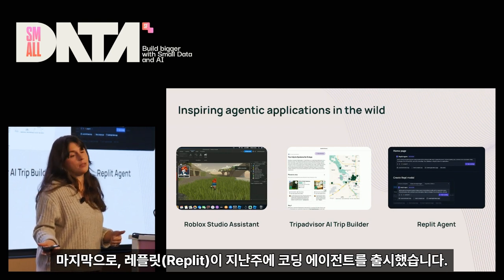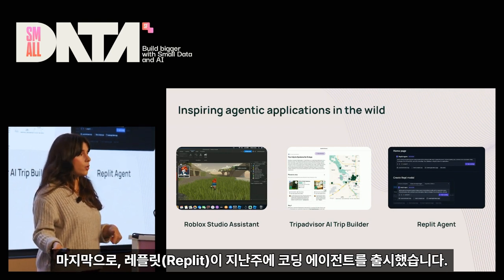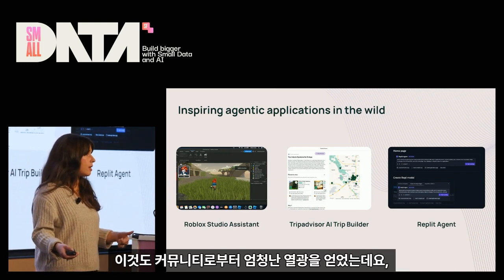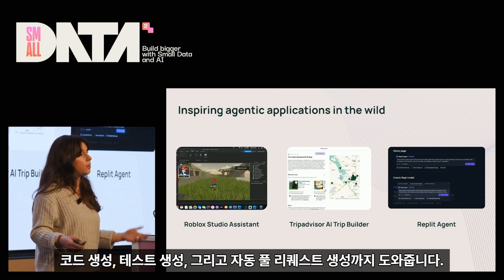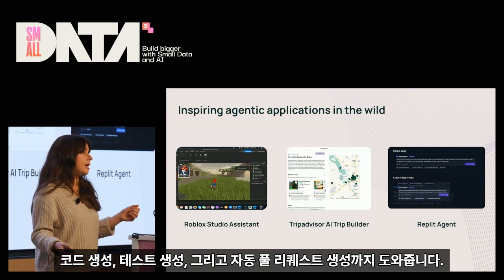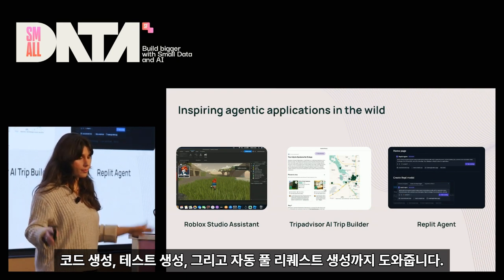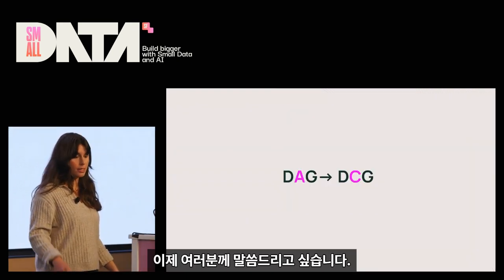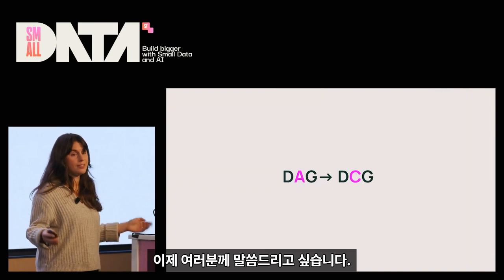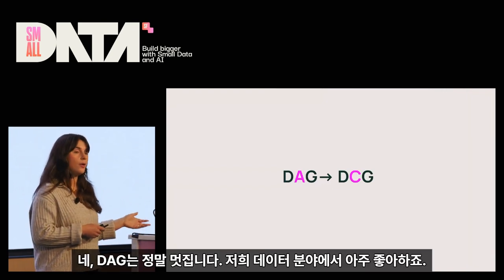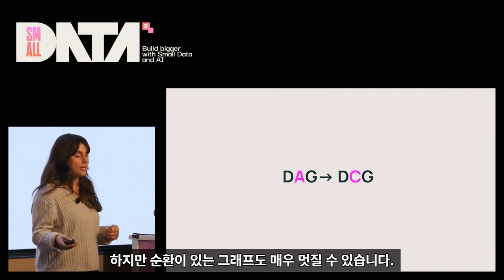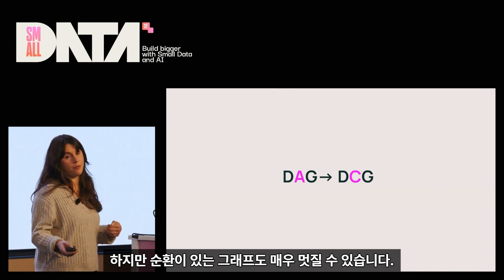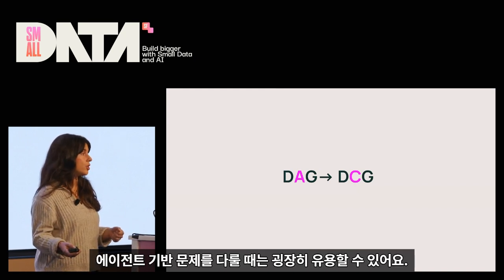And then finally, Replit launched their coding agent last week, which has also gotten a ton of enthusiasm from the community, which helps you generate code, generate tests, and also create automatic pull requests. And so with that, I will invite everyone to say, yes, DAGs are pretty cool. We love them in data, but directed cyclic graphs can also be very cool when you're dealing with agentic style type problems. Thanks so much.